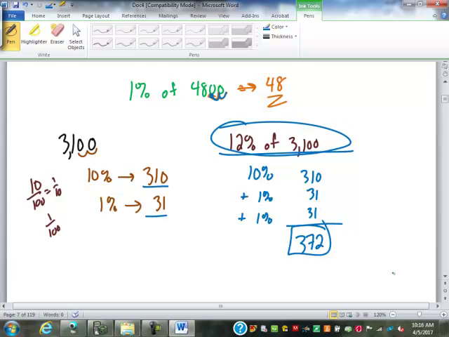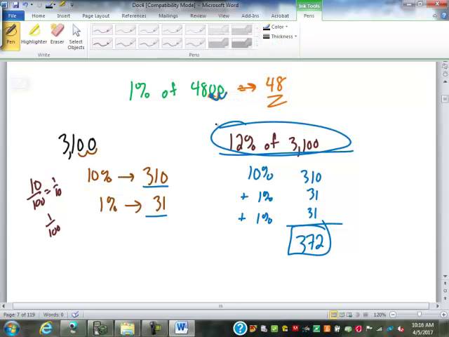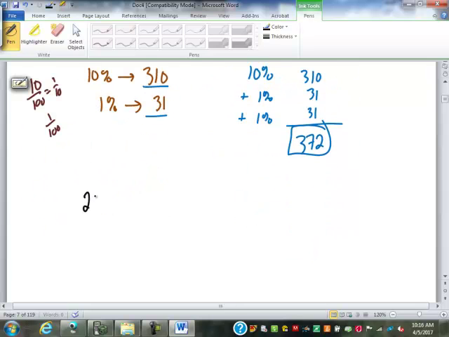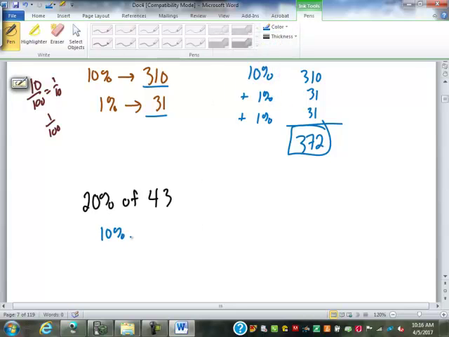The biggest application of this is in restaurants, where you're asked to tip. Let's say you want to find 20% of a $43 bill. 10% is going to be 4.3. So another 10% is another 4.3. So that would be $8.60 would be your tip on a $43 bill.